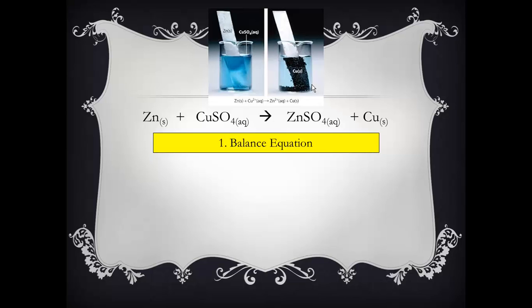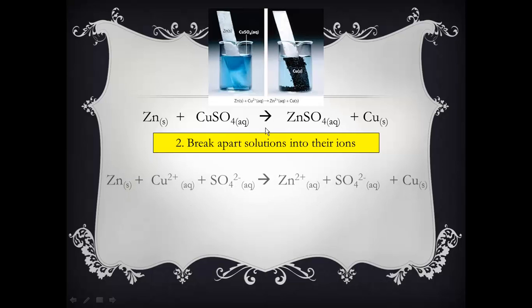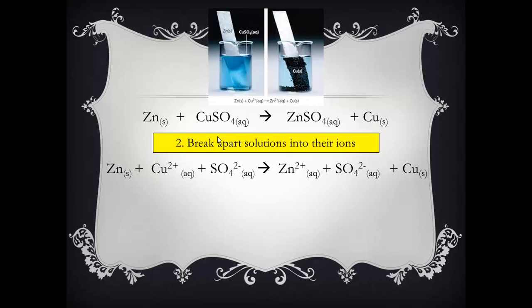Okay, so first step is to balance the equation, which is balanced already. 1, 1, 1, 1. Next is to break apart the solutions into their ions. So you can't break apart zinc because it's a solid. So you break apart copper sulfate and you break apart zinc sulfate into their ions. +2 for copper, -2 for sulfate, +2 for zinc, -2 for sulfate.